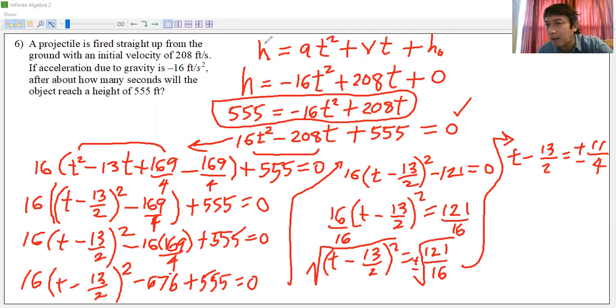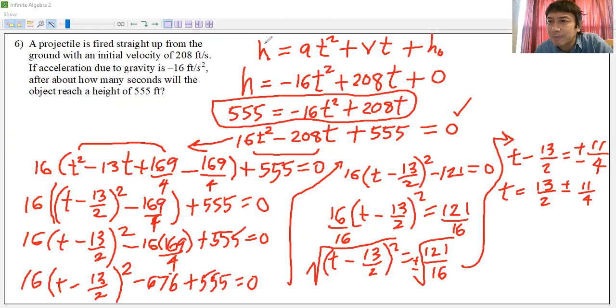Okay. Now we add 13 over 2 to both sides. And that is the same as if you make the 13 over 2 with the denominator of 4, you will have to multiply the numerator and denominator. 13 over 2 is the same as 26 over 4. So if we add 13 over 2 to both sides, the appearance will be like this. T is equal to 13 over 2 plus or minus 11 over 4.